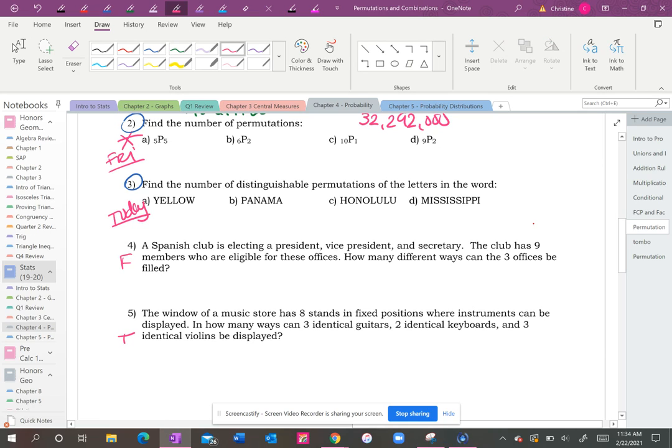This is going to not be able to repeat because you're giving people positions, right? Once somebody's the president, they can't be the vice president. So this is not repetitious. Is that a word? Sorry. Not repeating, so just use a regular nPr formula for this. This you can repeat because things are identical. So it doesn't matter if you're picking guitar 1 or guitar 2. So this is going to be like today.